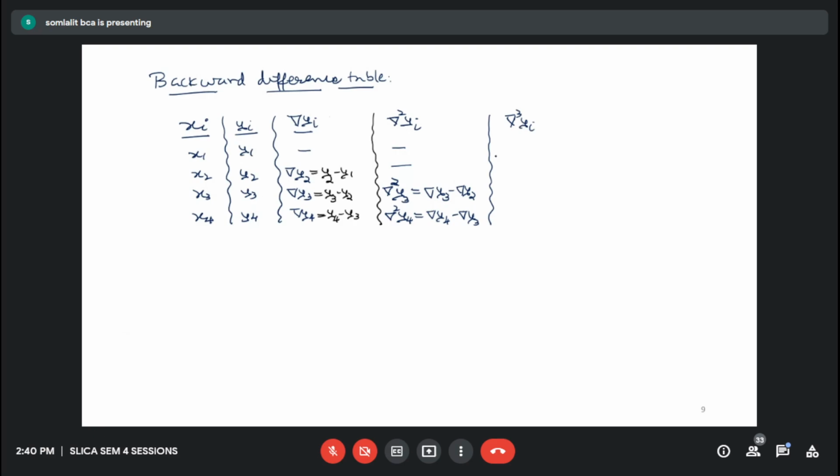So this way we can form this table. This is known as the backward difference table. It's a presentation of these backward differences. The previous one was a presentation of forward differences. More or less the definitions are the same. The way of taking differences is the same, but the presentations are different there and here.